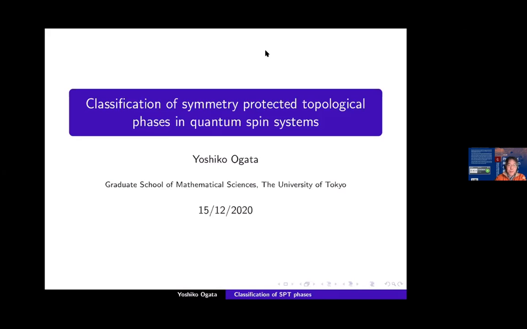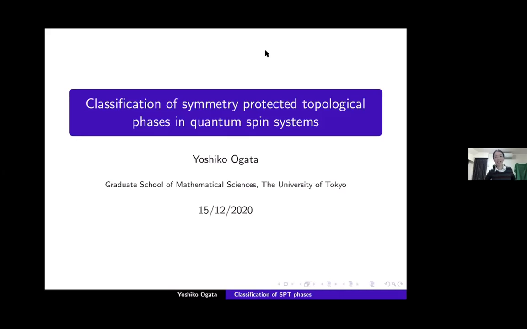Now we have Yoshiko Ogata, and I think all of you know that she's one of the leaders in mathematical physics of quantum many-body systems. Today she announced a talk about classification of symmetry protected topological phases in quantum spin chains. But now you see that her title has changed, and I hear that she is going to tell us about something very new. So we are very lucky to be here. I think this is historical. I'm looking very much forward to this. So Yoshiko, could you start?